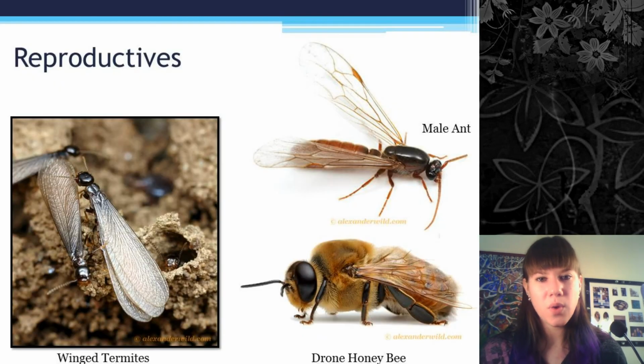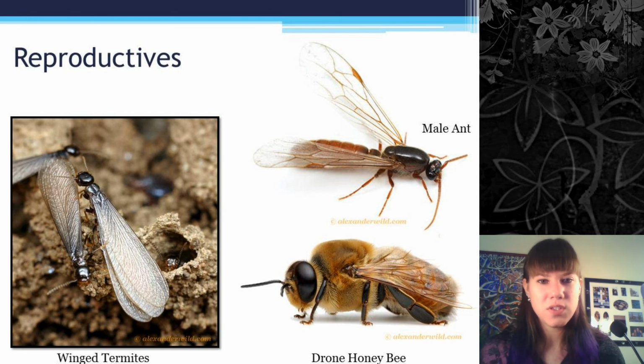These reproductives are the ones that are going to go out of the colony and mate and start a new colony. And they're usually sitting in the colony and just taking up space. So if there are too many of them, oftentimes the females or the workers will starve them out. That's a really good example in the honeybees. The females, if they have too many drones, will actually starve out the extra ones because they're a liability, they're taking up too much space, and they're wasting too many resources.